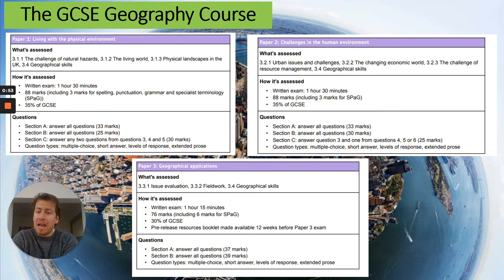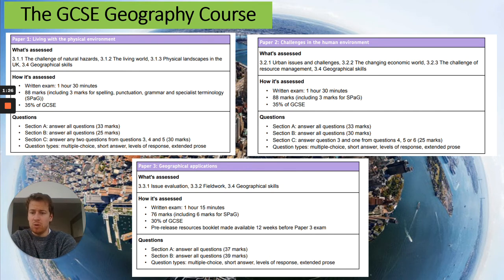So paper 1, there's three papers, they are all sat at the end of Year 11. Paper 1 is a physical paper based on the natural world, and that includes the topics of the challenge of natural hazards, which looks at the structure of the Earth and its interior. It looks at also climatic hazards, earthquakes and volcanoes and tsunamis, and also climate change as well, and some of the issues that might bring in the future.